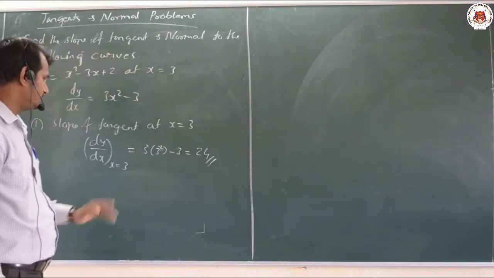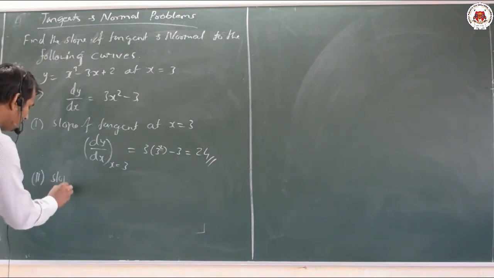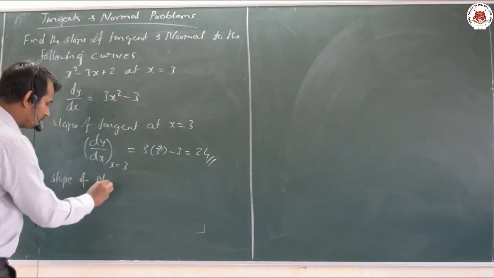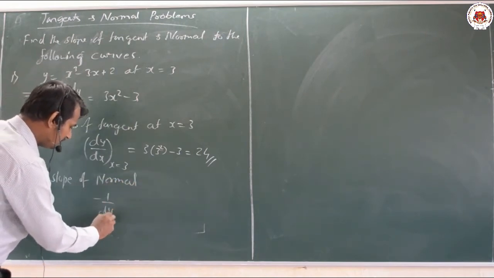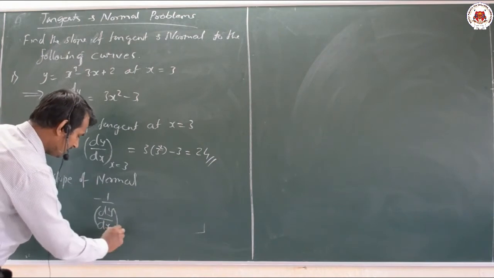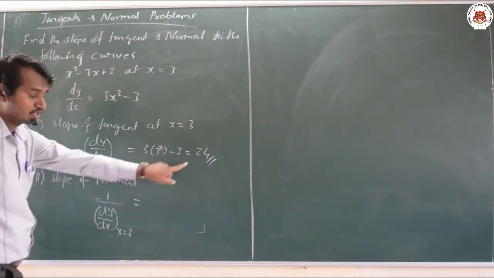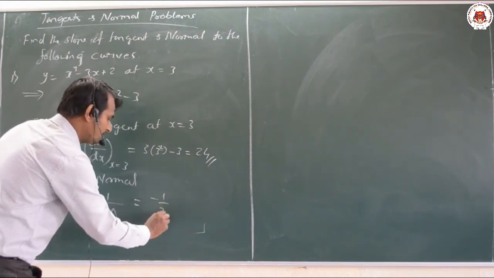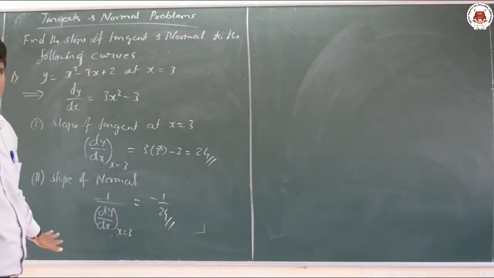The first thing. The second thing is the slope of the normal. It is very simple: minus 1 divided by dy by dx at x equal to 3. Since this value we have found, 24, it is minus 1 divided by 24. Very simple, clear and easy example.